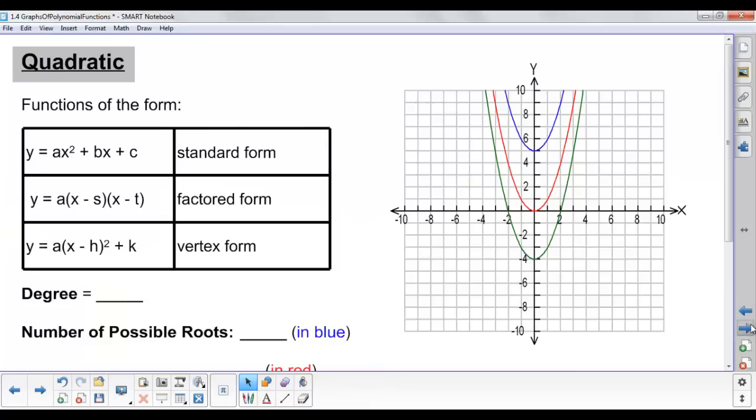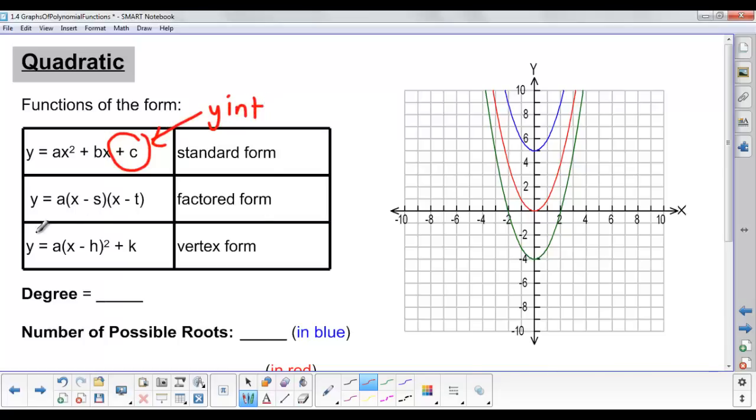Okay, so let's move on to quadratics. Now, in previous math classes, you would see quadratics in these 3 forms. Standard form, y equals ax squared plus bx plus c. Remember that the c does end up being your y-intercept.